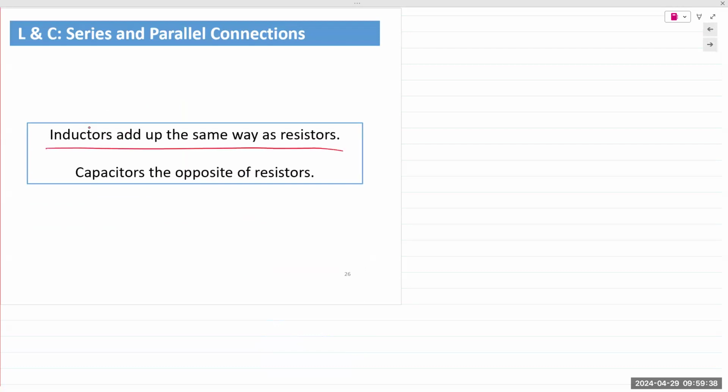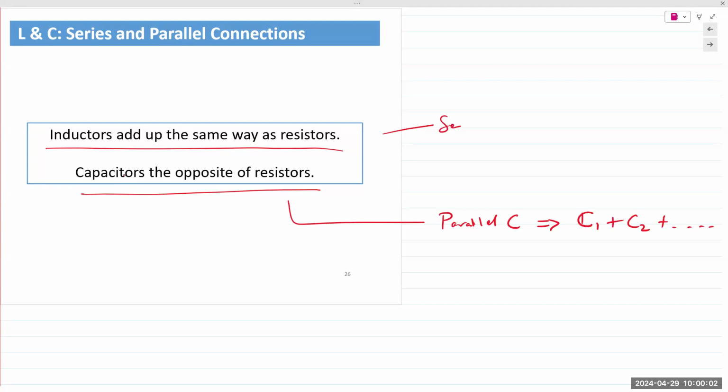Inductors add up the same way as resistors. Capacitors are the opposite of resistors. If you have inductors in series, you simply add them up: L1 plus L2 and so on. If you have capacitors in parallel, you simply add them up: C1 plus C2 and so on. That's one of the questions in the homework. There's no example that I do for this. It's rather straightforward. And then there's a summary slide of equations right here.